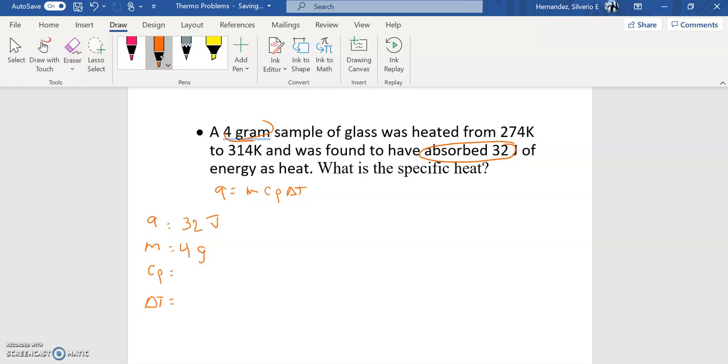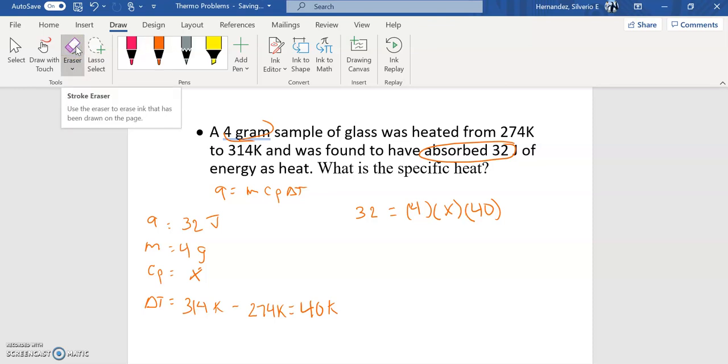And the glass was at a temperature of 274, but now it's at a temperature of 314. So here this delta T means that I need to take my final temperature and subtract it by my initial temperature. And that gives me a value of 40. So what I'm looking for is the specific heat. So plugging these values into the equation, Q is 32, M is 4, Cp is my unknown, which is X, and my change in temperature is 40.